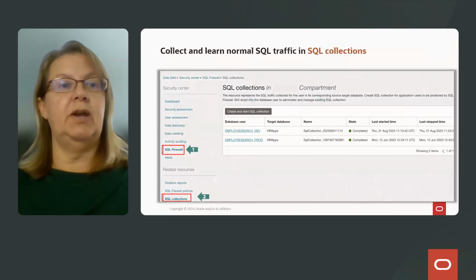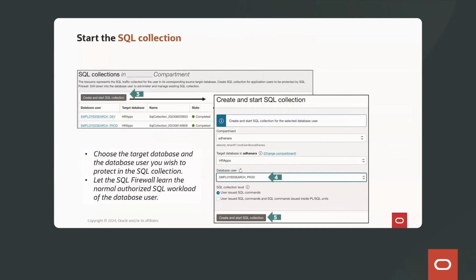And how do you do that? Again, you're selecting SQL Firewall, and then you click on the SQL collections. And then you see this button here on top that says create and start the SQL collection. And then you tell us for which database user you want to start the collection. And here you have the option to either just collect the SQL statements that the user issued directly, or you can also include any SQL statements that are issued from any PL/SQL units.